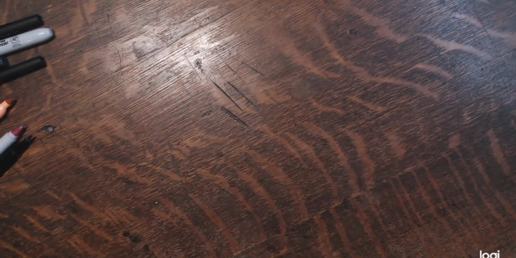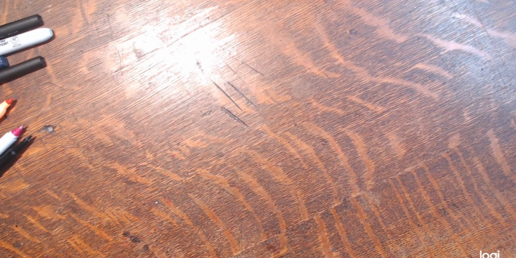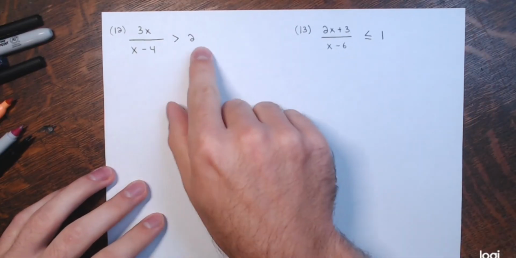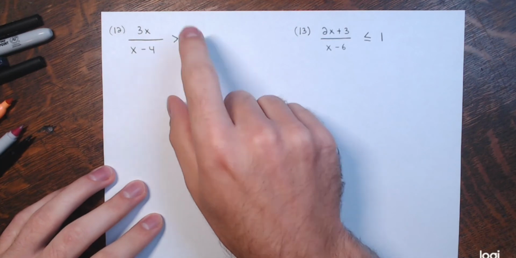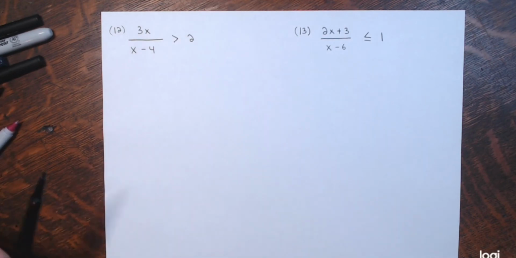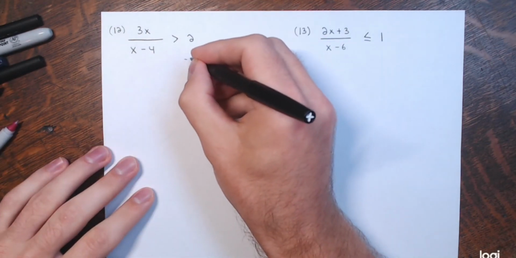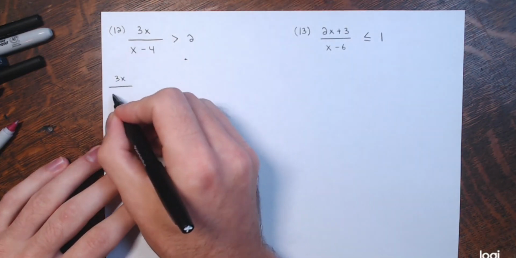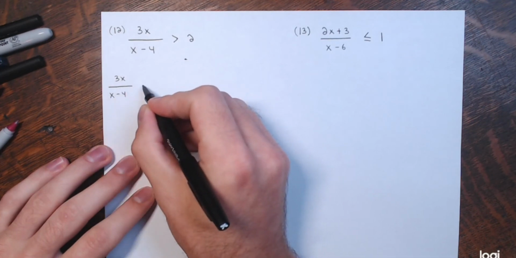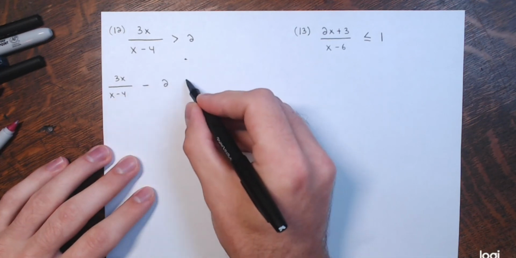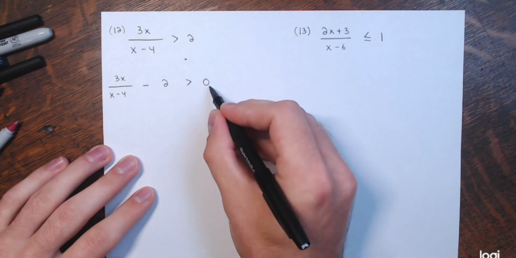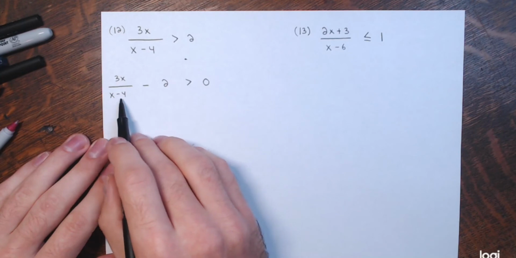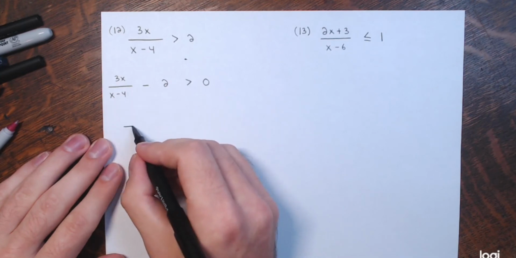Alright, example 12. Same thing as the previous examples, right? I've got a fraction on one side, but I don't have 0 on the other. So I'll speed this up a little bit. We're subtracting 2. Alright, so I have 3x over x minus 4 minus 2 is greater than 0. Great, now I have 0 on one side. And what I'd like to do is get this to be a single fraction. Now, I hope you see that they're going to have the same denominator of x minus 4.